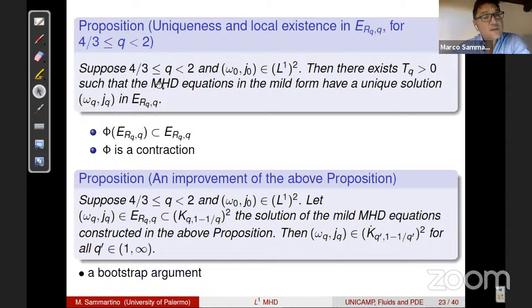Once you prove that and have a solution, you can use a bootstrap argument to see that the solution omega, let's call it omega_q, which belongs to the cutoff space K_{q,1-1/q} when q is between 4/3 and 2, actually also belongs to the cutoff spaces where q prime is now from 1 to infinity. Once you prove it for that kind of indices, you can plug the solution into the equation and get improved regularity, so that you get the full range from 1 to infinity.